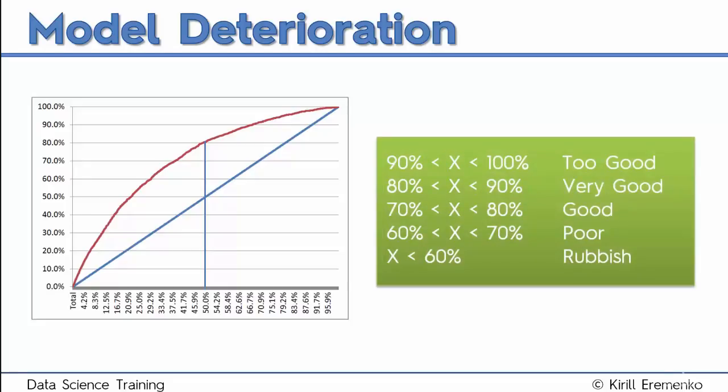And we had this rule of thumb where anything below 60% is a rubbish model, anything between 60 and 70 is a poor model, 70 to 80 is good, 80 to 90 very good, 90 to 100 too good, practically very unlikely that that can be achieved. So let's observe a model over time and see how it will deteriorate. It's going to be fun.